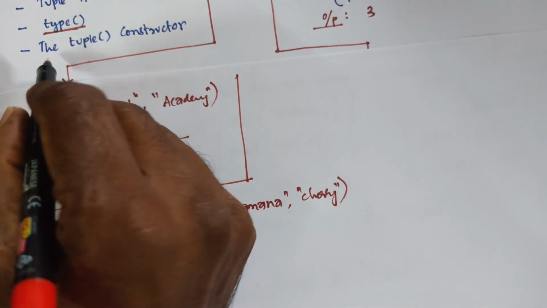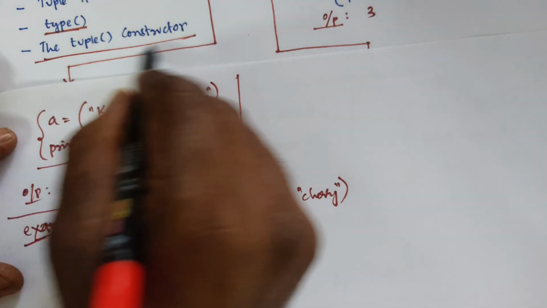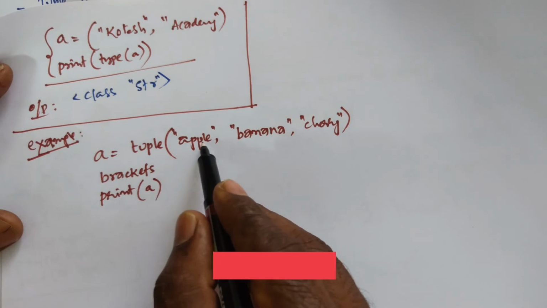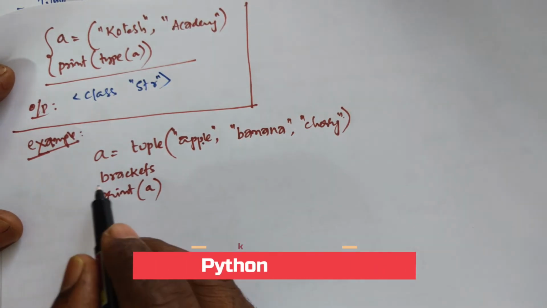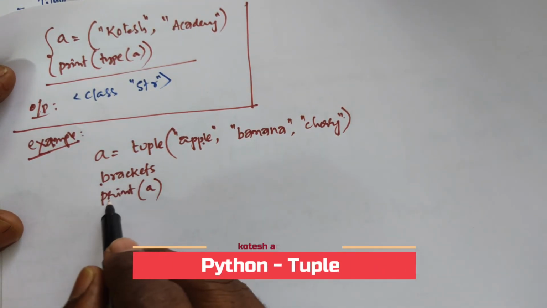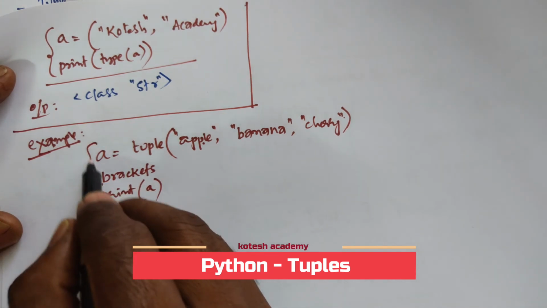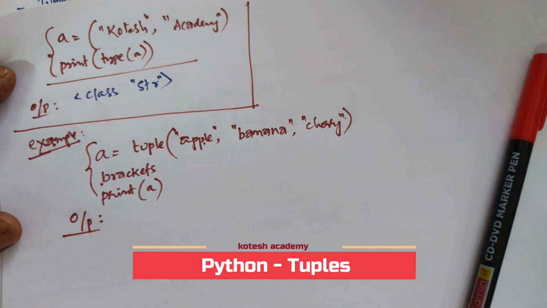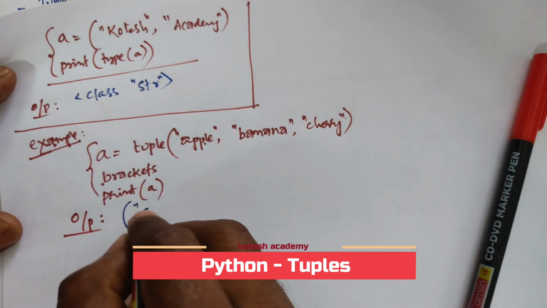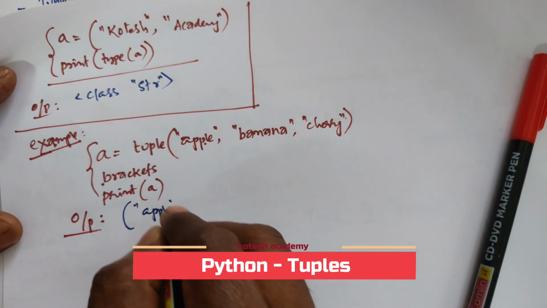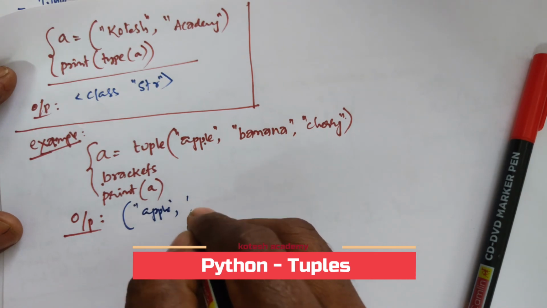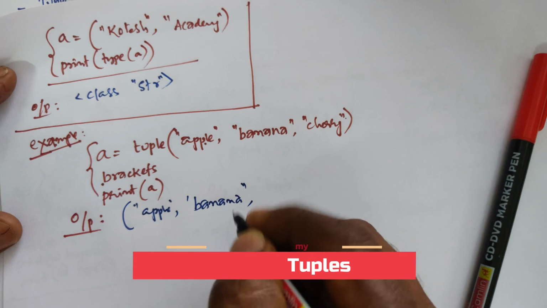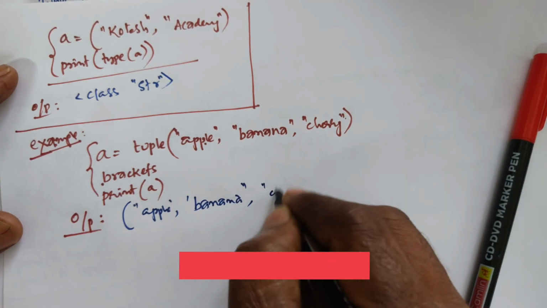The last one is the tuple constructor. For the tuple constructor, you take A is equal to tuple of apple, banana, cherry. Then you use the brackets. Then you write print A. Then you get the output. In the output, you get the tuple: apple, banana, single quotation or double quotation, both are the same. Finally you will get cherry.